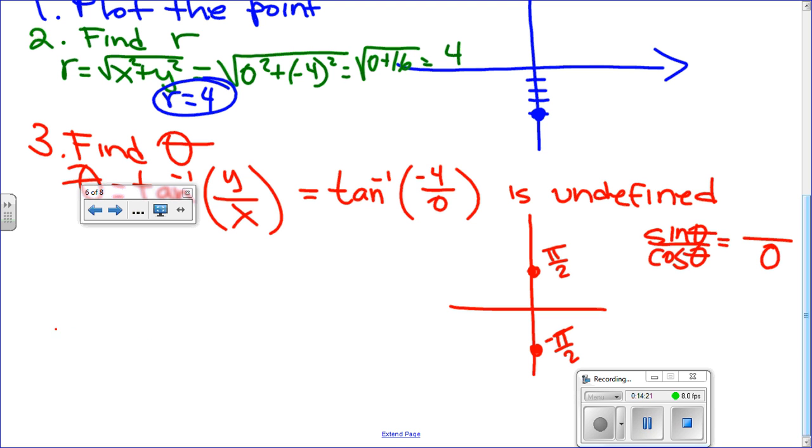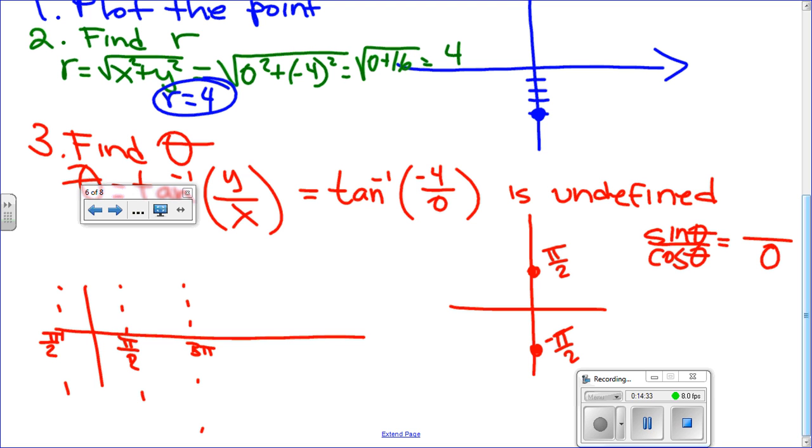And so that's what I was talking about. If we graph the tangent as a function, not on the unit circle, it will have all those asymptotes at odd multiples of pi over 2. So it's that, and then the next one will be at 3 pi over 2, which is the same as pi over 2 plus pi. And then the graph goes like that. So the tangent is undefined at all of those odd multiples of pi over 2.